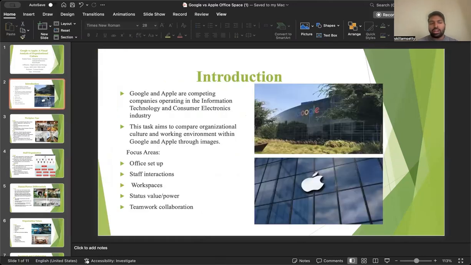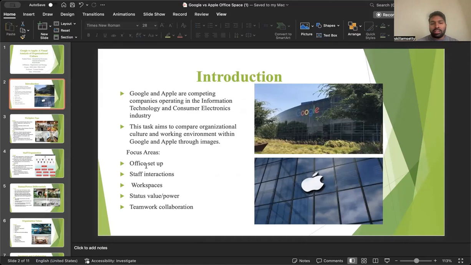And coming to the introduction, both Google and Apple are competing companies operating in the information technology and consumer electronics industry. This aims to compare organizational culture and working environment at Google and Apple through images. So if you can see on the right hand side, the Google office, which is located in Seattle, and the Apple office in Seattle.